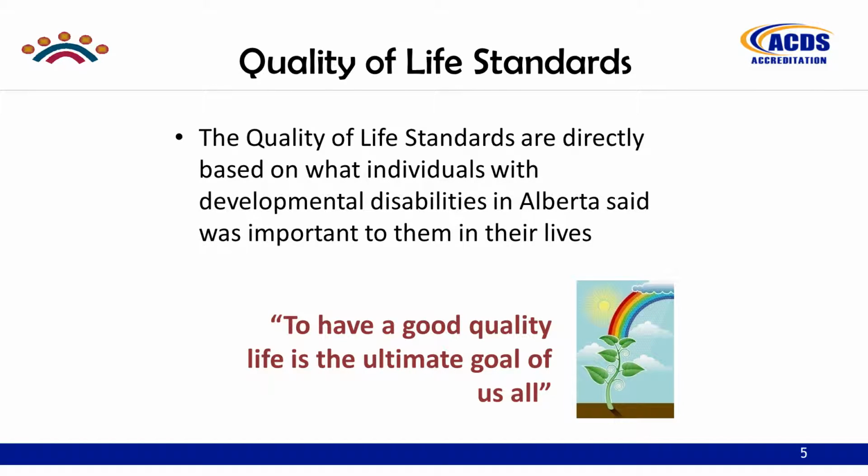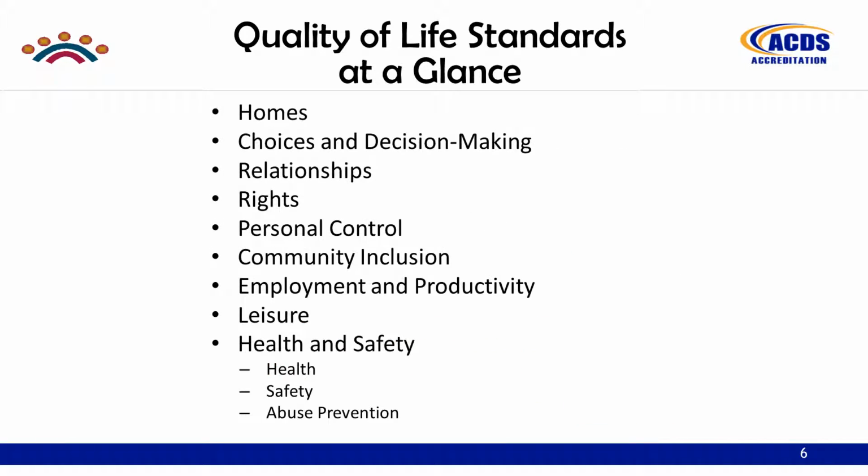Further revisions have happened, and we've had discussions with these individuals since then to ensure that the information is kept up to date. At a glance, these are the 11 standards or topics that we cover within the CET standards under the quality of life. So for example, the first one is homes. The outcome statement or the title is Individuals Have Homes.